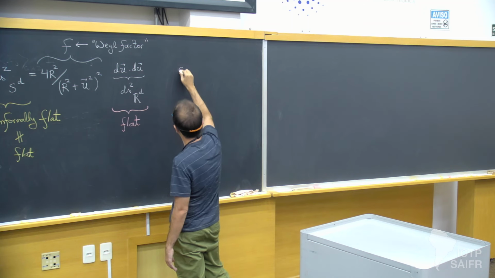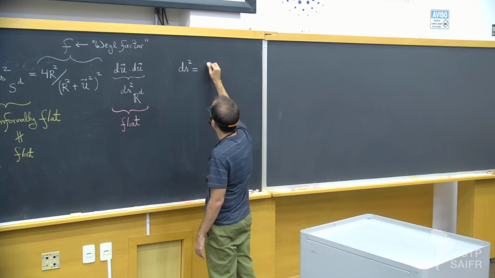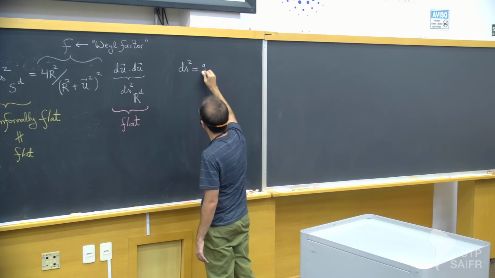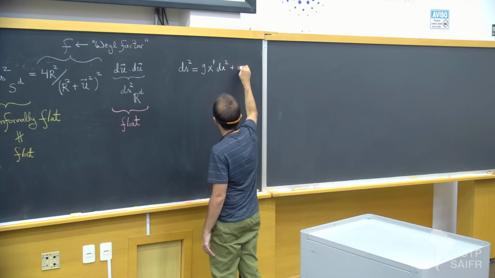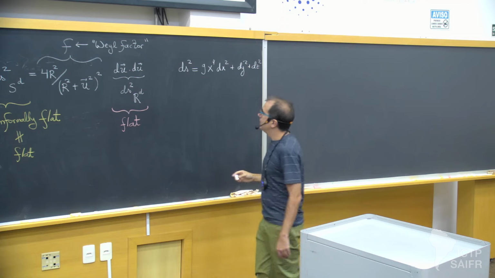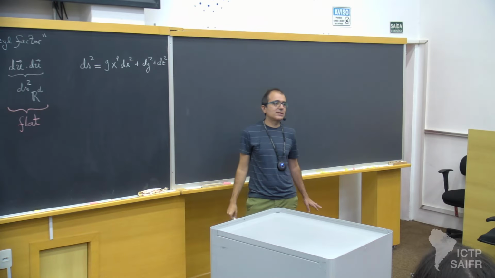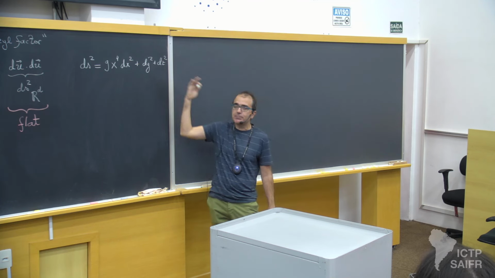But first, let me write an example. Suppose I give you this metric, which is, for example, something like 9x^4 dx squared plus dy squared plus dz squared. And those that did not read the notes, those that read the notes, don't answer. But if you did not check the last version of the notes, could you try to tell me what this spacetime would be?